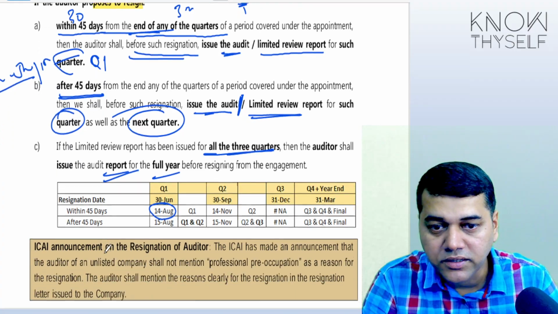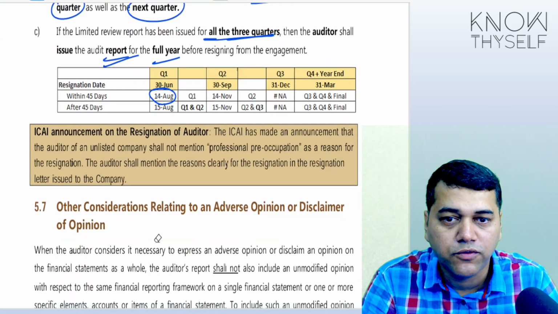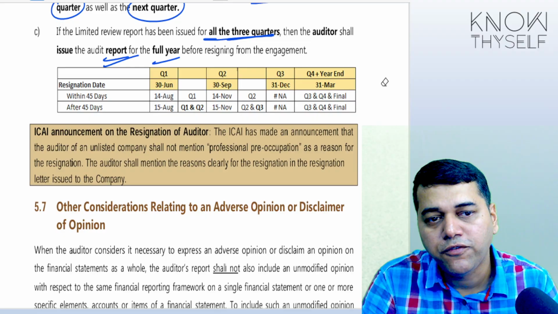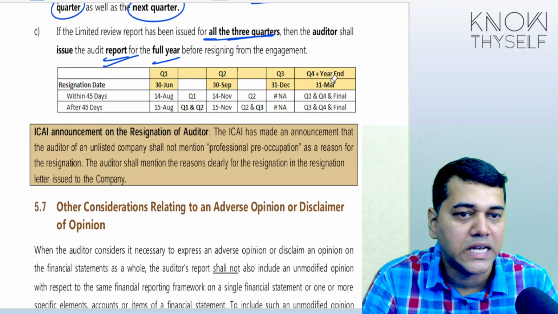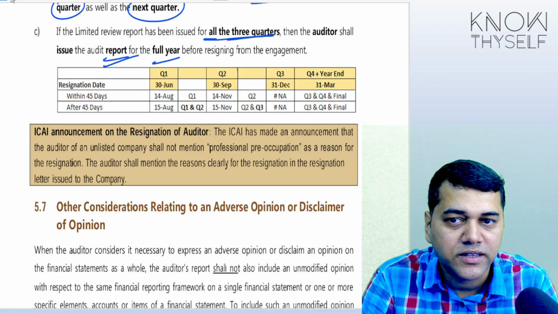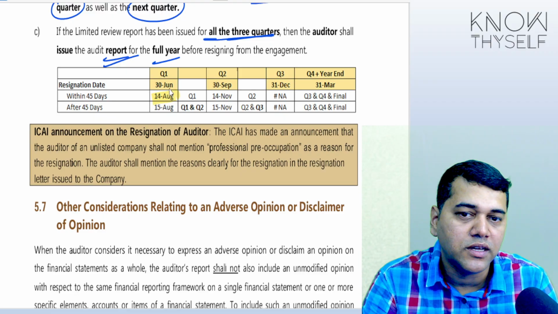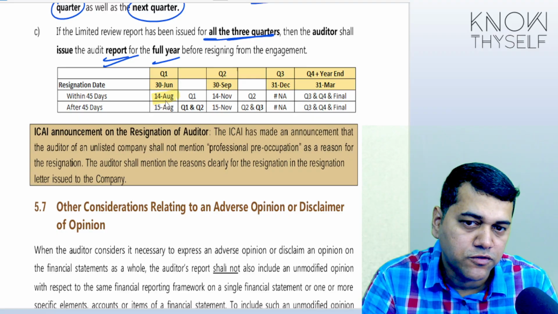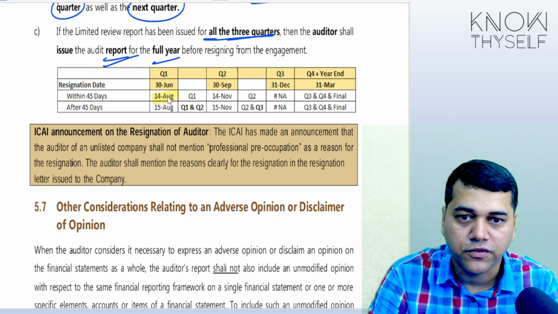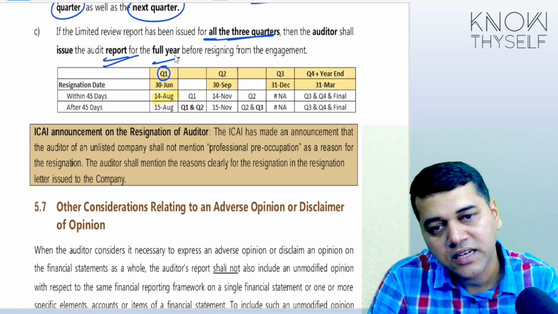Okay, so remember this particular table. I have drafted it like this. We have 4 quarters: quarter 1, quarter 2, quarter 3, and quarter 4, which will always end up with your financial year end also. If your resignation date happens to be, say, 45 days, on 14th August, because 30th June is the quarter end, from 1st of July, 45 days comes to 14th August. So if you resign by 14th of August, you have to issue the audit report for this and then go.